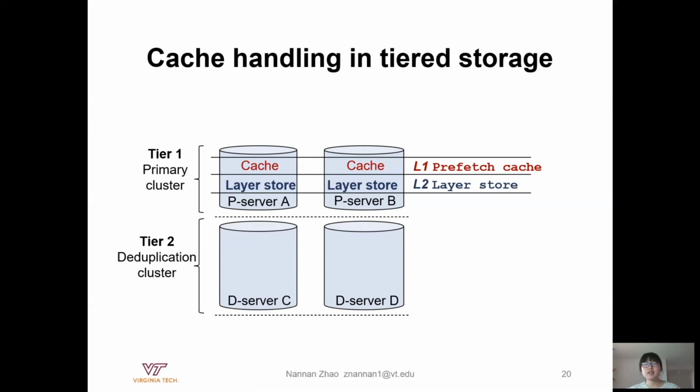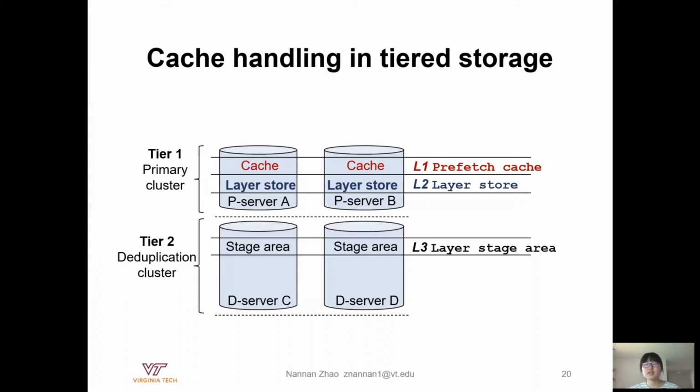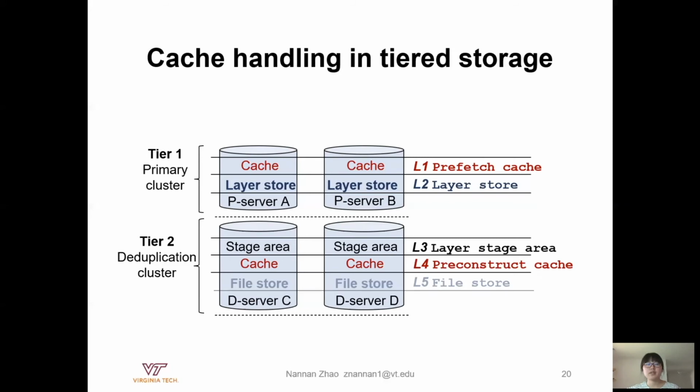If a get layer request cannot be served from the primary cluster due to a failure of the corresponding P servers, the request will be forwarded to the dup cluster. DupHunter will check whether the layer is in the stage area or the preconstruction cache. Otherwise, it will rebuild the layer.